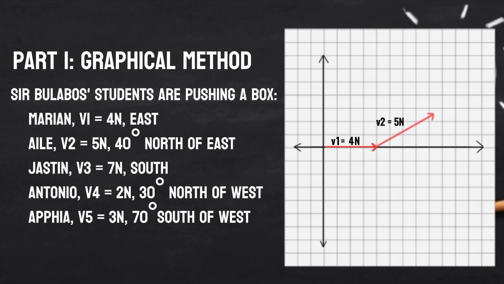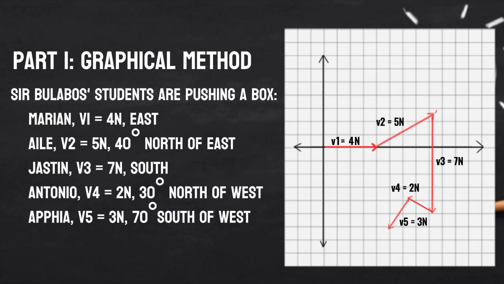Next, Justin, the third vector, pushes the box at 7 newtons to the south. Antonio, the fourth vector, pushes the box at 2 newtons to the north of west. And lastly, Afia, the fifth vector, pushes the box at 3 newtons to the south of west. With the given data, we came up with this graph.